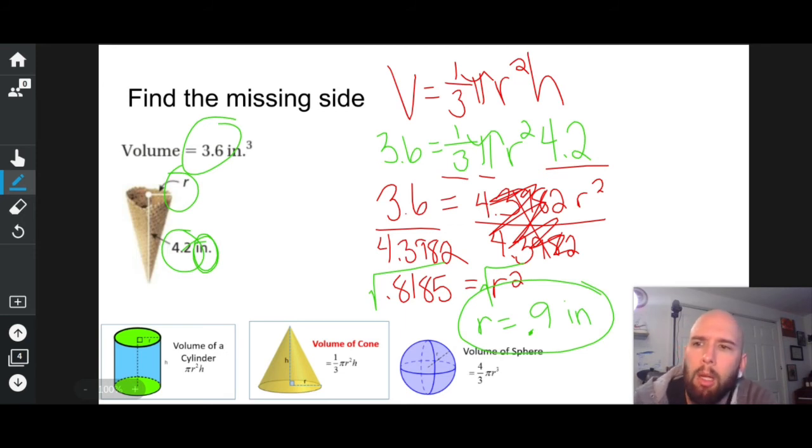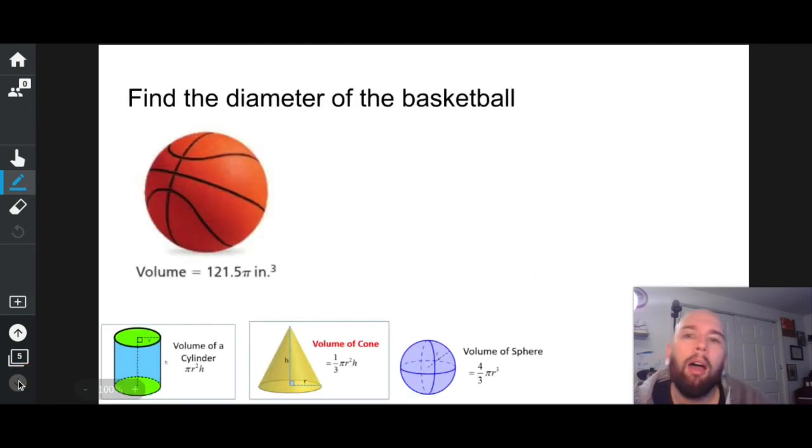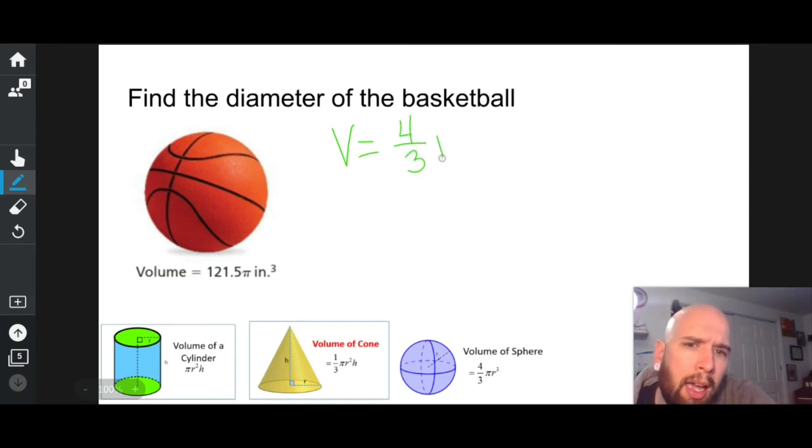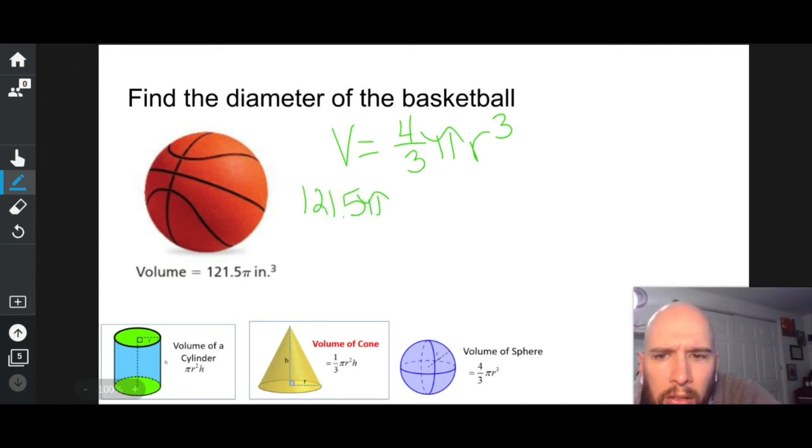Okay. So we did a cone, we did 2 cylinders. I can only imagine what's next. A sphere. Find the diameter of the basketball. Well, okay, that's weird. It's a sphere, so V equals 4/3 pi r cubed. What information do I know? I know that the volume is 121.5 pi. It says so right there. That's going to equal 4/3 pi r cubed.